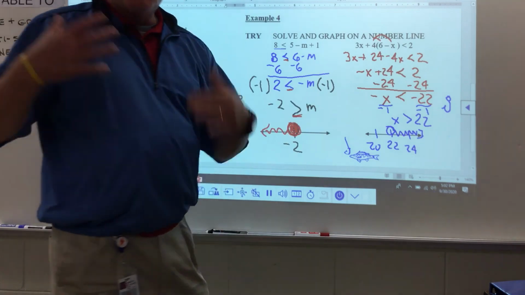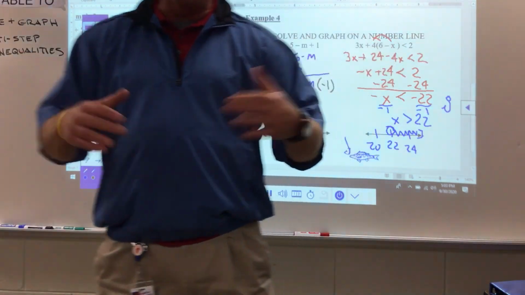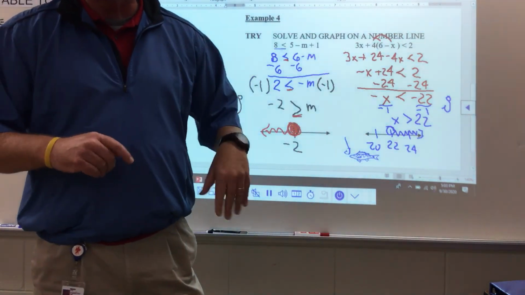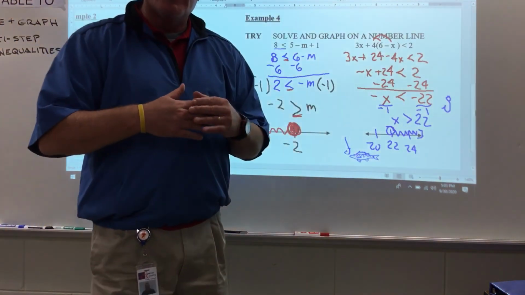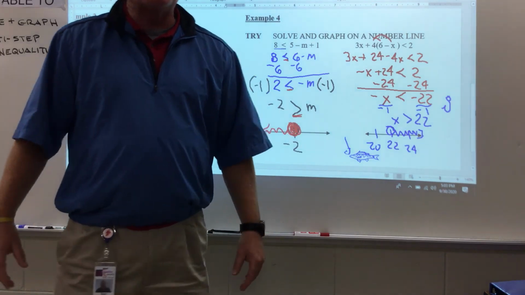Now, hopefully we learned today that we're going to solve inequalities the same way that we solved equations, except for one thing. If you multiply or divide by a negative number, you got to flip or reverse that inequality sign.